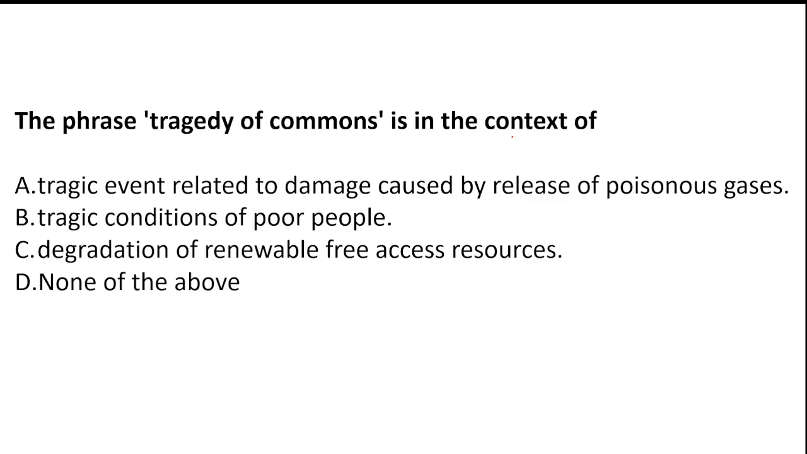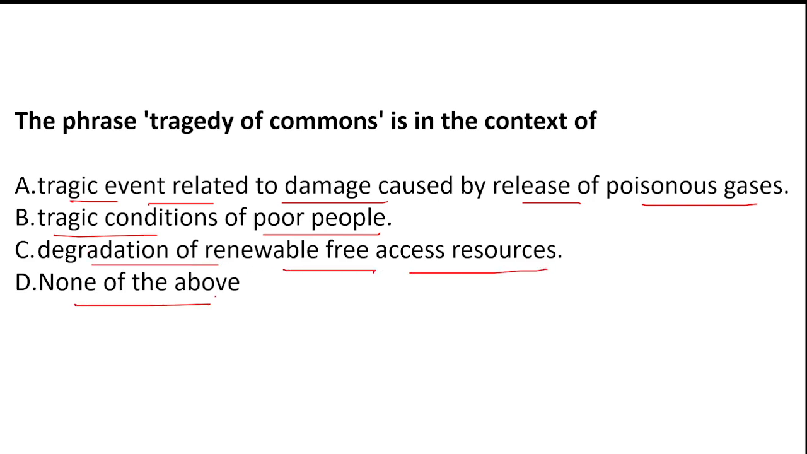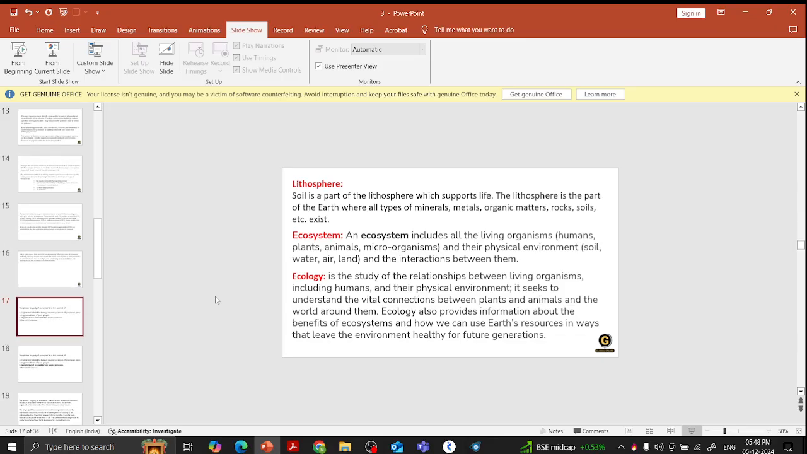So the first question: the phrase tragedy of commons is in the context of: a tragic event related to damage caused by release of poisonous gases, or the tragic condition of poor people, or degradation of renewable free access resources, or none of the above. Tell me the correct answer in the comment box.